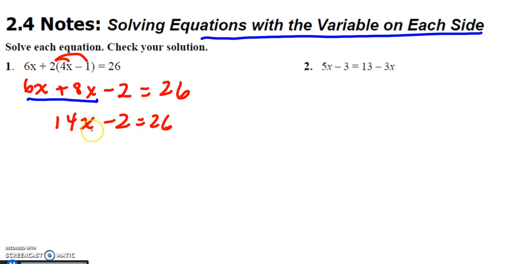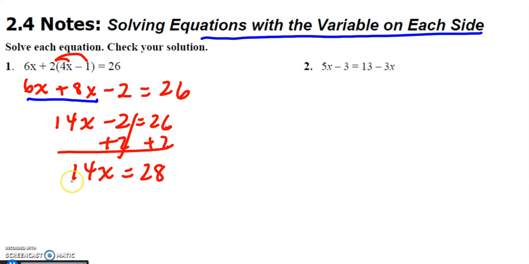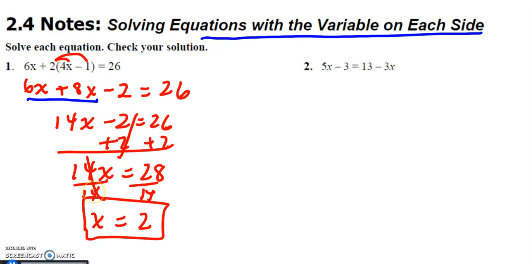And then my goal is to get x isolated. So the least attached number to x is negative 2. If I want to move that to the other side, I'm going to add that, cross these out, combines to be 0. 14x equals 28. These are currently being multiplied, so the inverse is division. 28 divided by 14 is a nice answer of x equals positive 2. So number 1 should be a review from earlier in the week.